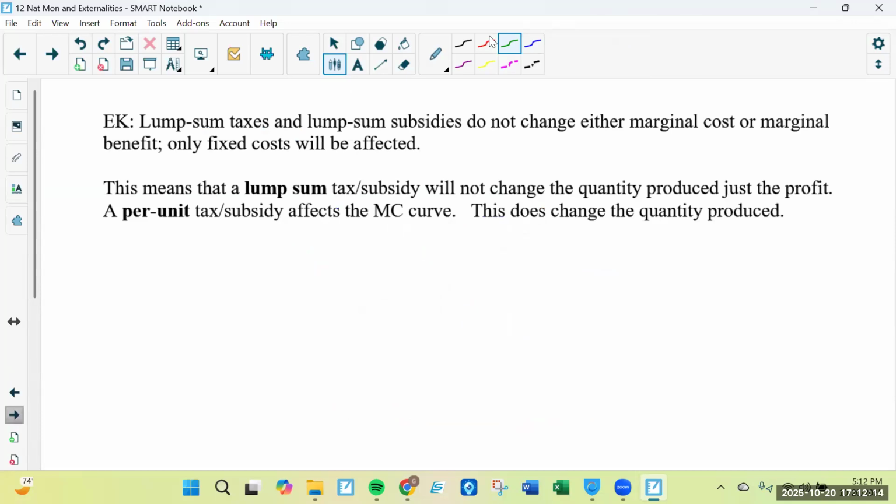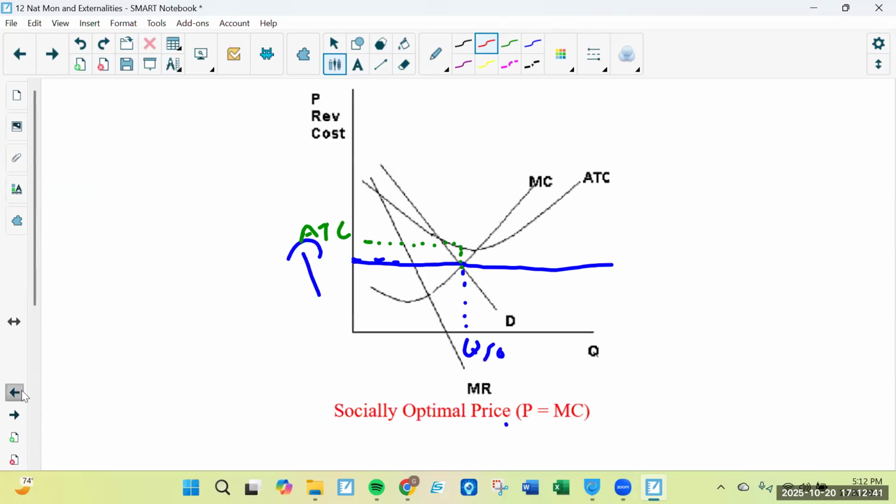And you need to know this. We've already covered this previously in this course, but it comes up again: lump sum taxes and lump sum subsidies. So you just give the firm a lump sum of money. Here you go. Or a lump sum tax, you would take away a lump sum of money from them. It does not affect the marginal cost or the marginal revenue curves or marginal benefit curves. Okay, it only affects fixed costs. So in this case right here, it would only move this guy right here.